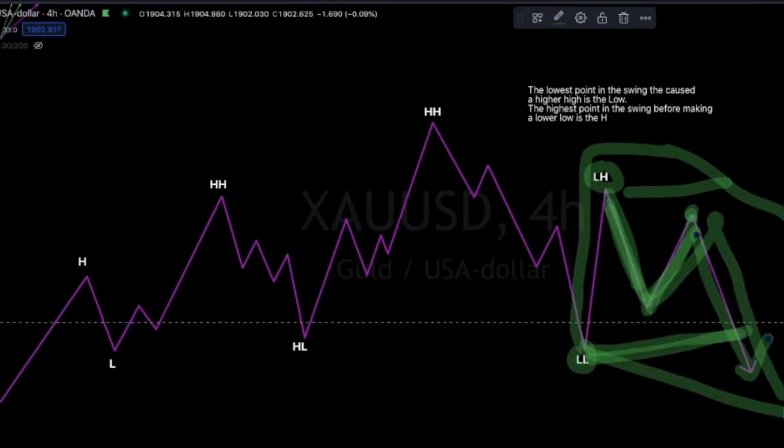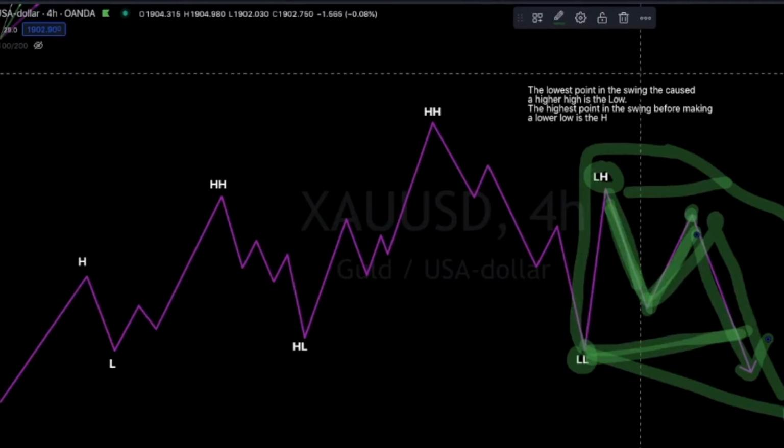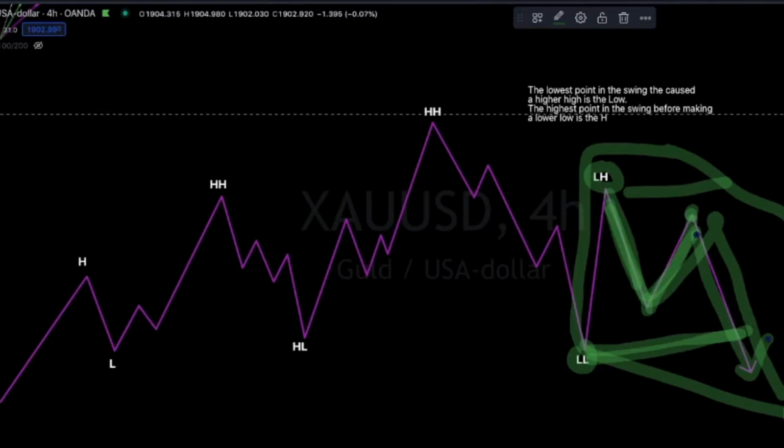So I hope you guys get it. I was trying to break it down as thoroughly as possible. Now we're going to go to another example. Now we're going to look at different time frames for market structure.